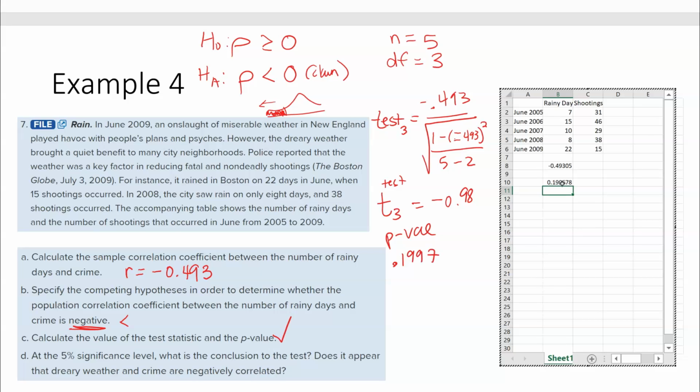At the 5% significance level, what is the conclusion? So our alpha is 0.05. Our p-value is greater than our alpha. So do not reject the null. So we're going to keep the null. So we cannot conclude, at the 5% level, that the population correlation is negative, right? We're saying it's greater than or equal to 0, so we cannot say whether dreary weather and crime are negatively correlated, all right?